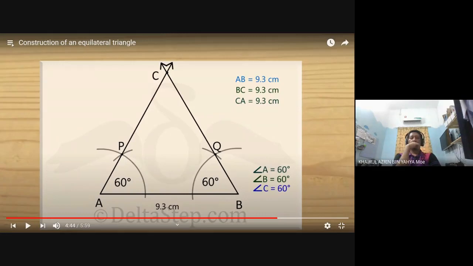Okay, so that is the video on how to construct an equilateral triangle, and there are two ways to construct an equilateral triangle. Okay, so next I will show you how to construct a square.